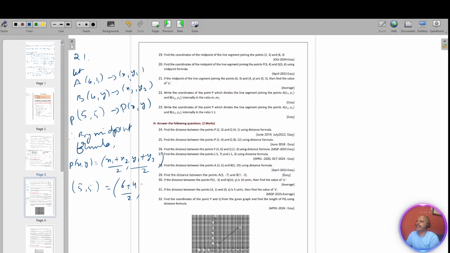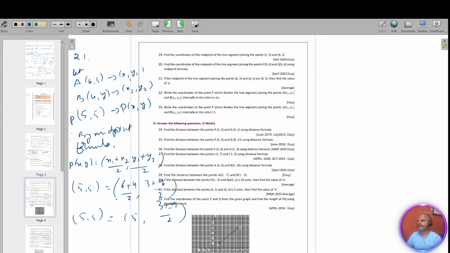X1 is what? 6. Y1 is 3. Oh, sorry, x1 and x2, right? 6 plus 4. Y1 is 3. Y2 is y by 2. Now 5 comma 5, nothing to simplify. We keep it as it is. 6 plus 4, 10. 10 by 2 is 5. 3 plus y by 2 as is. It will not get simplified because they are unlike terms.